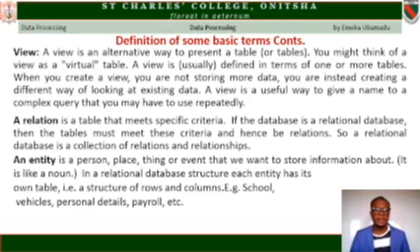Now the next is entity. An entity is a person, place, thing, or event that we want to store information about. It is like a noun. In a relational database structure, each entity has its own table, a structure of rows and columns. For instance, school, vehicles, personal details, payroll, etc.